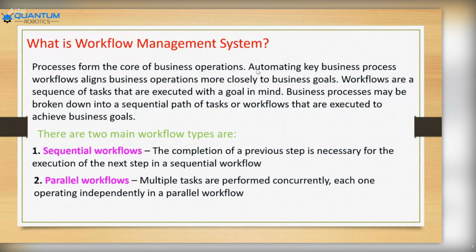And here, what is the workflow management system? It is subdivided into two parts: the sequential workflow and the parallel workflow. In the sequential workflow, the input data is encoded and it gives the output data. In the parallel workflow, multiple tasks are performed continuously, each one operating independently. Multiple tasks acting together is called a parallel workflow, and a single task being activated is a sequential workflow.